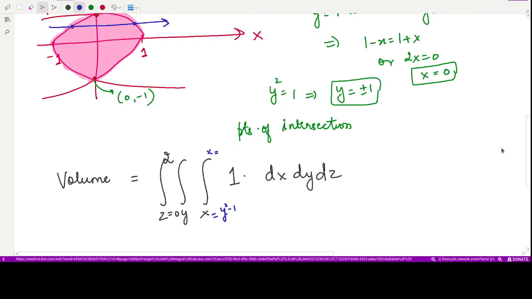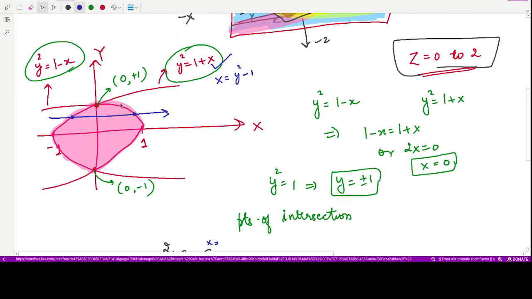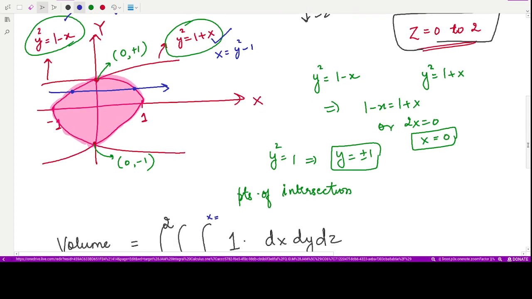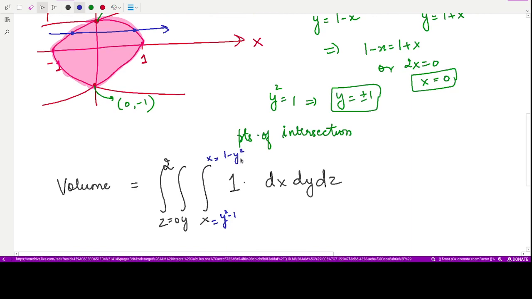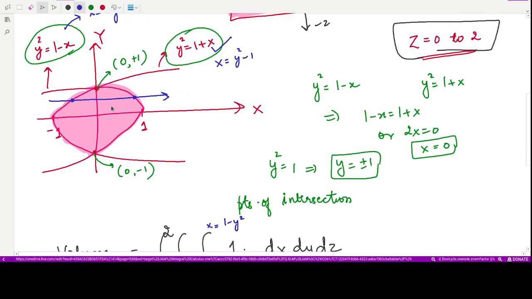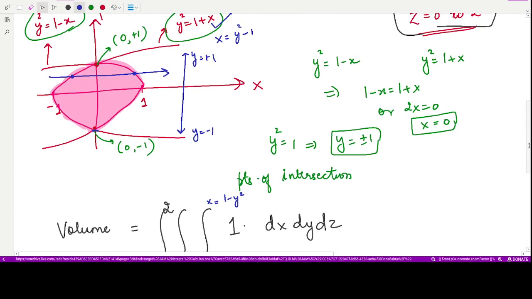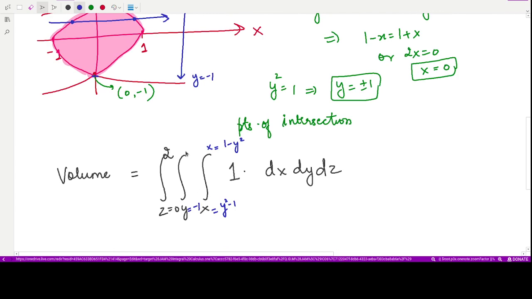And for the upper limit, this point lies on this particular parabola, therefore its equation is y square is equal to 1 minus x. So using this equation you may calculate the value of x as 1 minus y square. So this becomes your upper limit here, and corresponding to these values of x, your y varies from this point to this point. So the minimum value of y here is equal to minus 1 and the maximum value of y here is equal to plus 1. So accordingly this becomes equal to minus 1 to plus 1. So these are your limits.